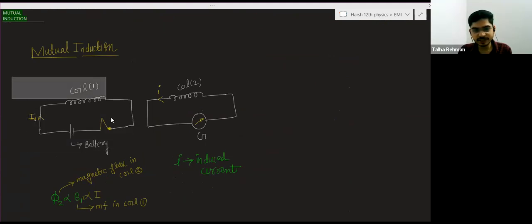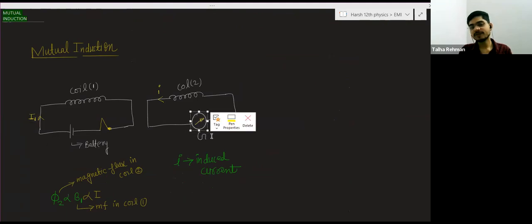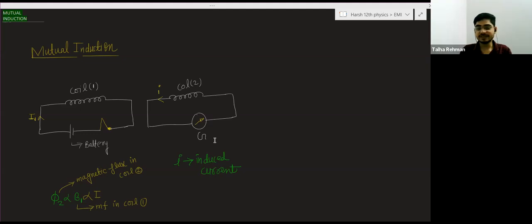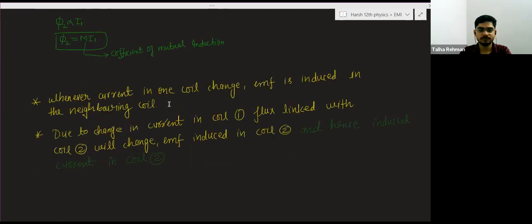You are changing current in this coil, and there is no physical connection between this coil and this coil. If you are changing current here, then there is a deflection here. Why is this happening? This phenomenon is happening because there is a change in the magnetic flux linked with coil 2 when you are changing the current in coil number 1, and the change in magnetic flux induces EMF in coil 2, and due to that there will be an induced current.